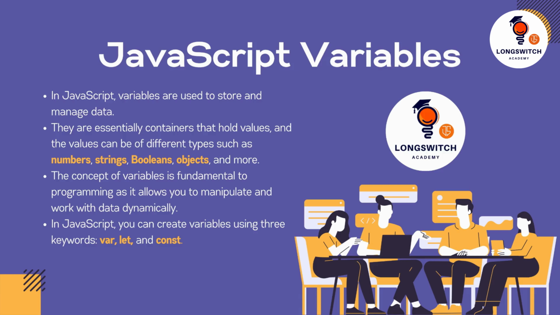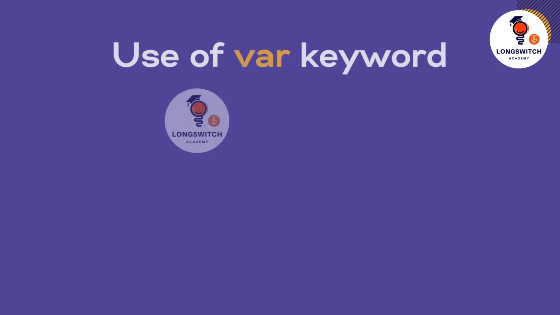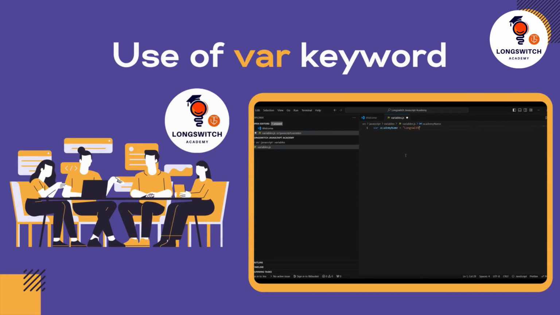In JavaScript, we have three main keywords to create variables: var, let, and const. Understanding how and when to use each of these keywords is key to writing clean and effective JavaScript code. So let's dive in and explore each of these in more detail. First, we're going to explore the var keyword in JavaScript, which was traditionally used for variable declaration, but is now considered somewhat outdated.